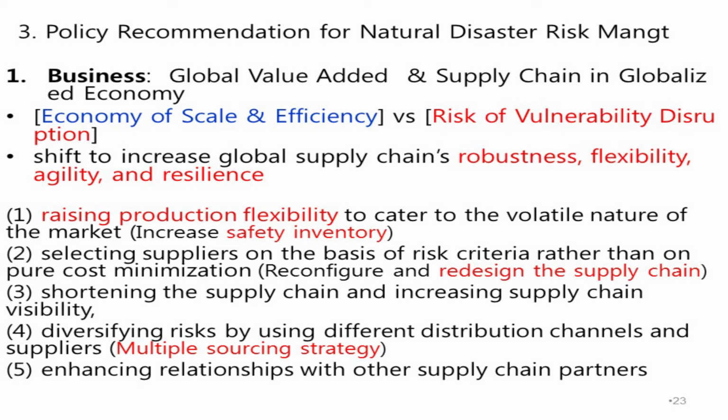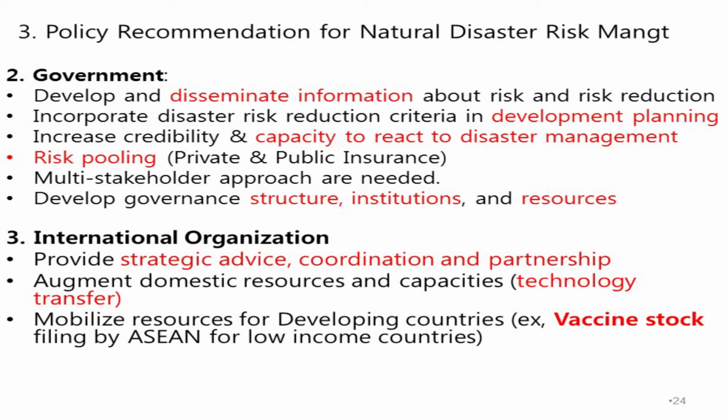For the government, I think it's important to have an expert group that can handle the situation and recover after a crisis has happened. They also have to introduce these criteria into their development planning. Another strategy they can adopt is risk pooling. For example, an insurance strategy so that they can share risk. And they should develop government structures, institutions and resources to handle natural disaster risk factors.